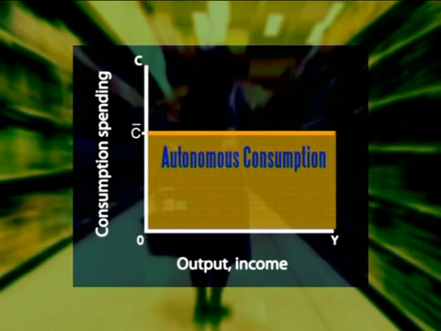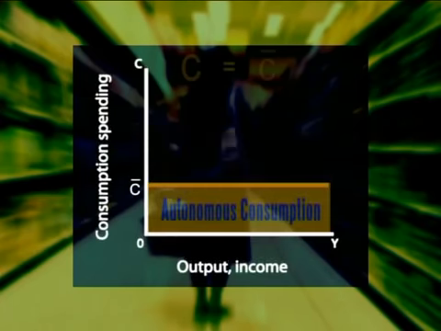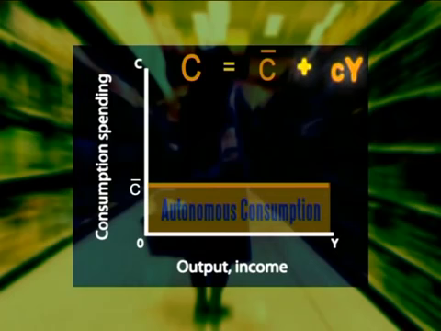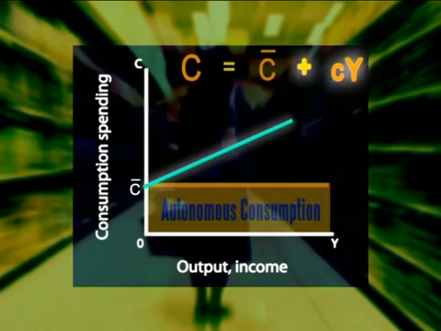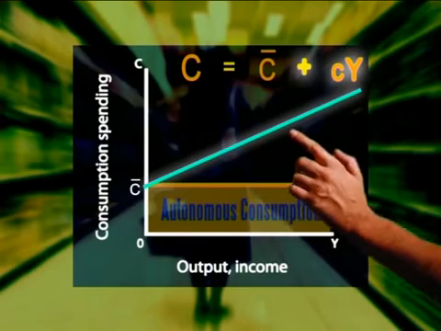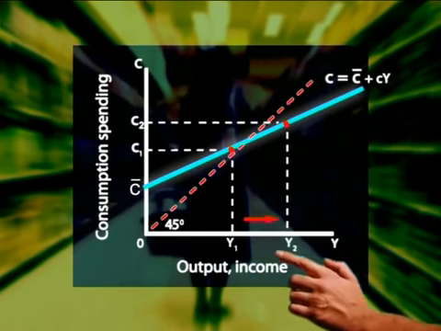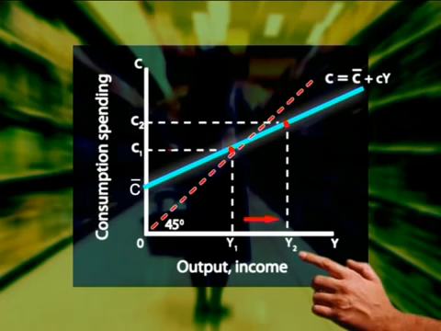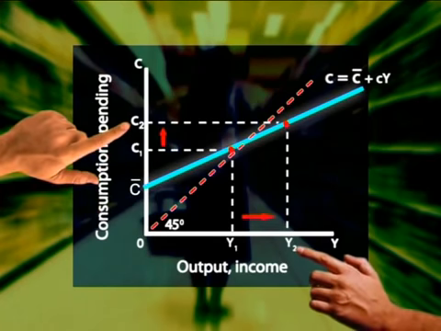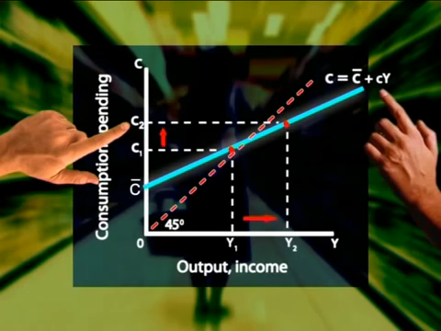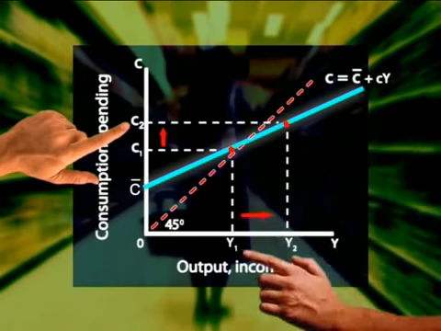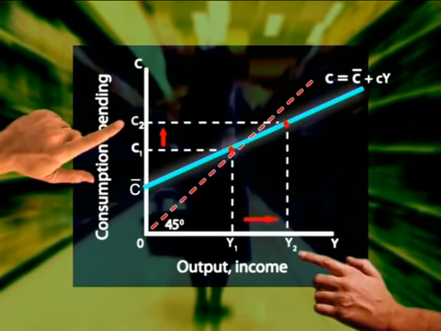Now, we know there's a positive relationship between income and consumption spending. As income increases, so does consumption spending, and this must mean an upward sloping curve. An increase in income, for instance, from Y1 to Y2 indicates that consumption spending increases from C1 to C2. But because the marginal propensity to consume is less than 1, the increase in consumption spending from C1 to C2 is smaller than the change from Y1 to Y2.